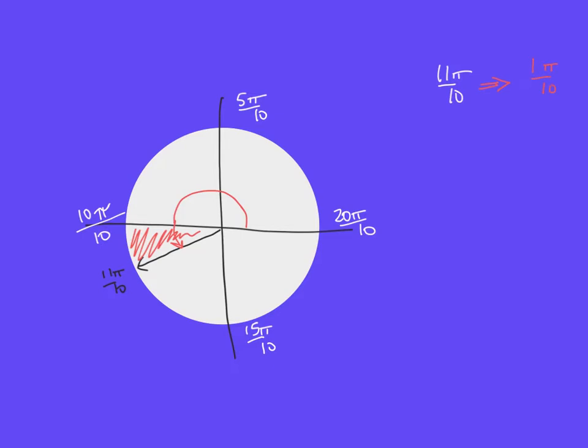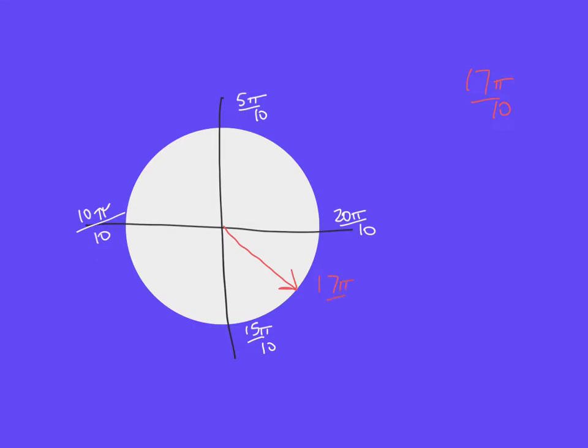Okay, let's draw another one. And again, I highly suggest on these problems that you draw pictures. The more pictures you draw, the easier these problems are. All right, so let me get rid of this problem and let's draw another one. How about 17 pi over 10? 17 pi over 10, which is more than 15 pi over 10 and less than 20 pi over 10, so it's somewhere over here.